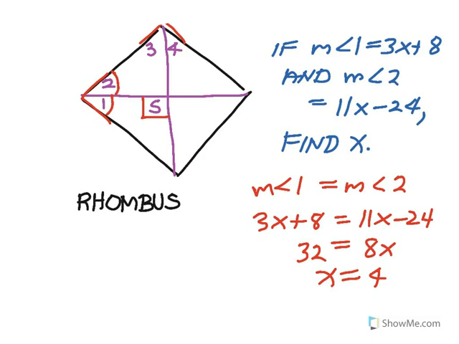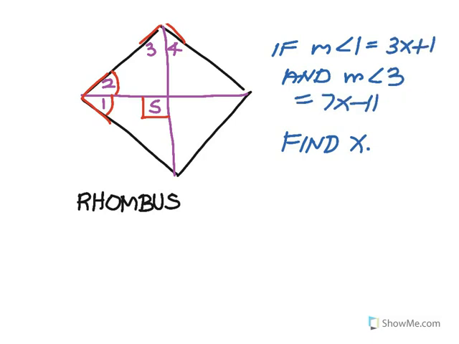Okay, in the last example with rhombuses, if I know the measure of angle 1 is equal to 3x plus 1, and angle 3 is equal to 7x minus 11, well, let's do a little work here. I know that angle 1 and angle 2 are the same measure. So I could look at this as being that angle 2 is the same as angle 1. So angle 2 is 3x plus 1, and angle 3 is 7x minus 11. And I also know that this is a right angle here. So I know that angle 2 and angle 3 together have to equal 90.